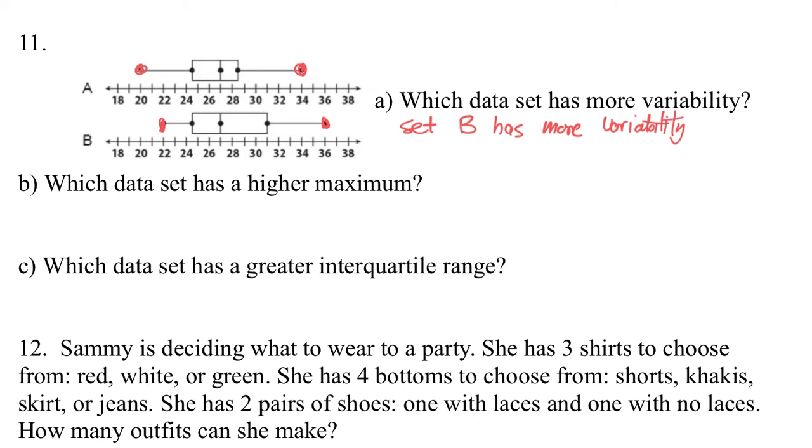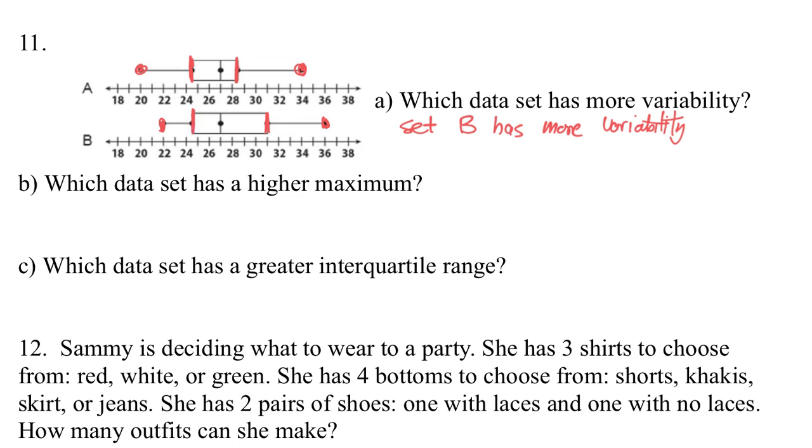Because you can see here, the box here is bigger than the other box. As the numbers spread out more, they make the box bigger. Variability means that you have a larger variety of different numbers that are spread out, and that happens over B more than it does in A. And this box shows you that it's more.